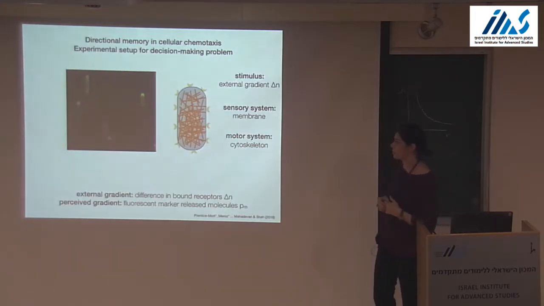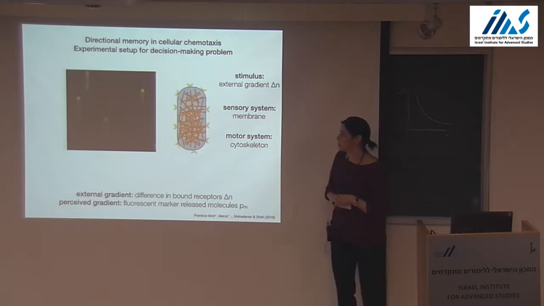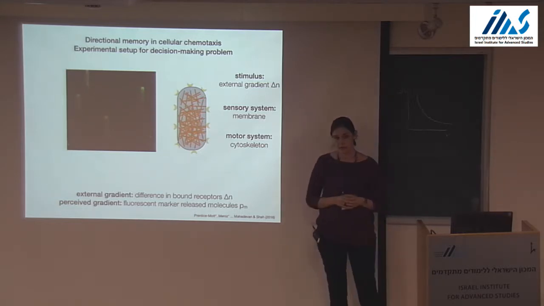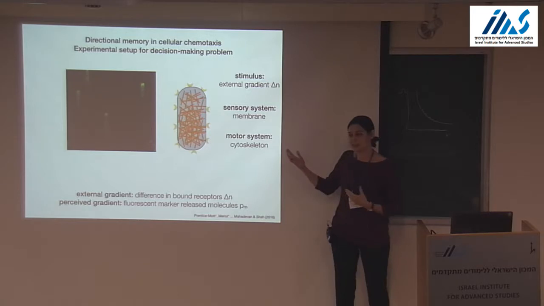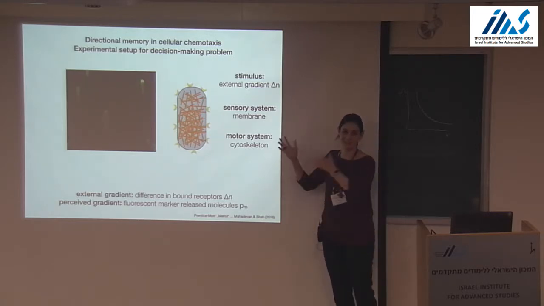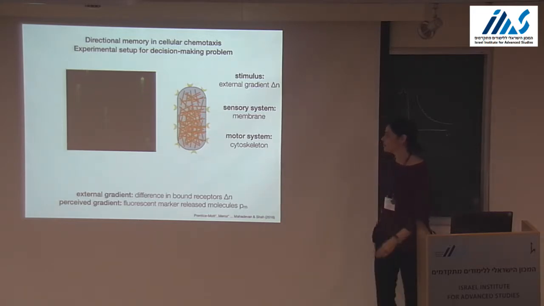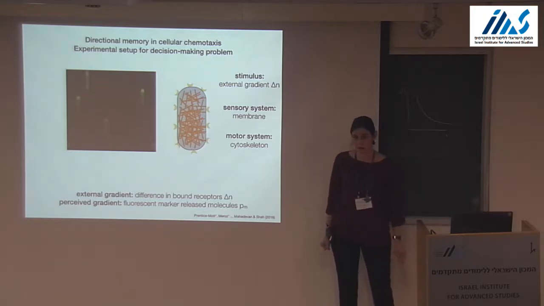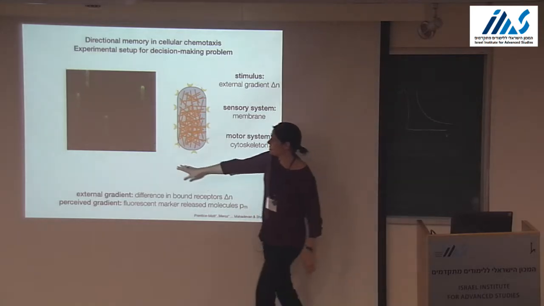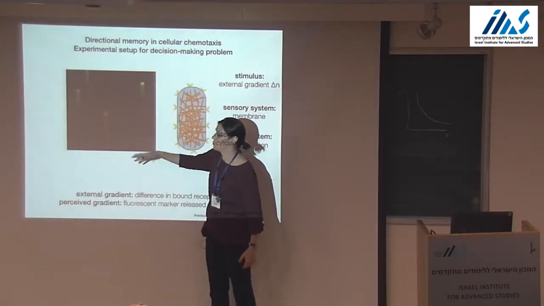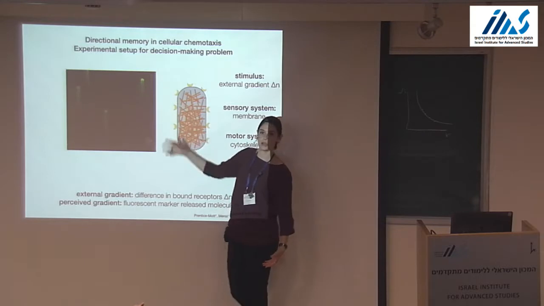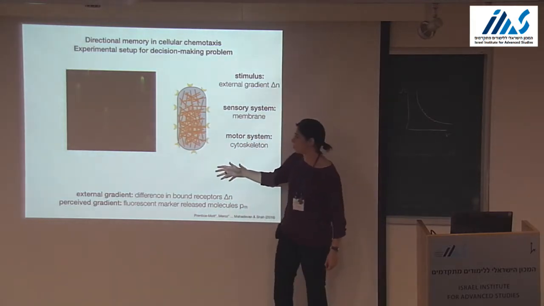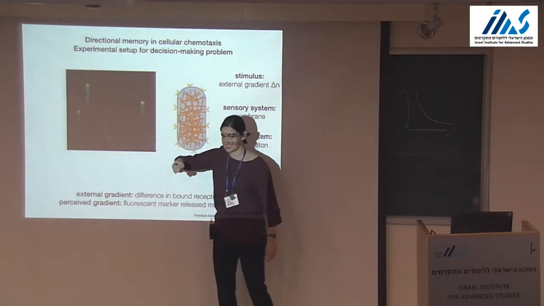So I want to start with a problem of directional memory in cellular chemotaxis. The nice thing about biology is that you have a lot of movies. This was a very nice change for me. So this is work done with Mahadevan at Harvard, and the experiments were done at the Shah Lab at Harvard Medical School. And here you see these white blood cells performing chemotaxis, so it means that they can sense a gradient of a chemical concentration, and they migrate towards it.